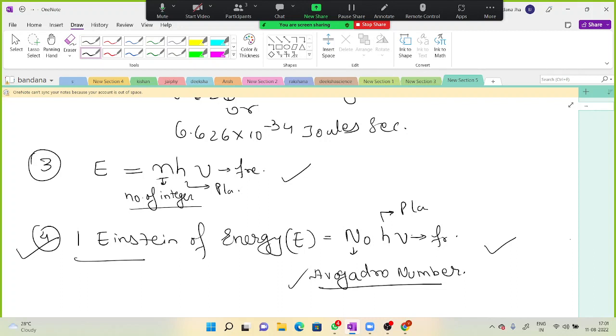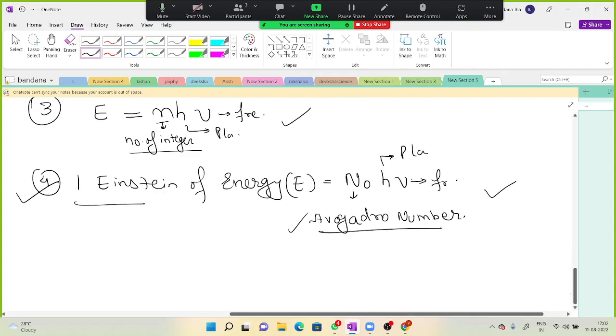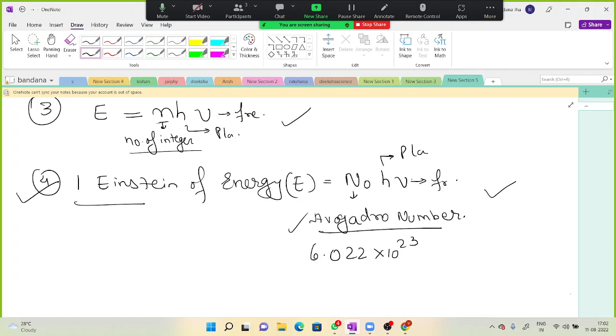Avogadro number, you know the value now. Can we write it simply? I'm writing here the Avogadro number also: 6.022 into 10 to the power 23, that is the Avogadro number per mole.